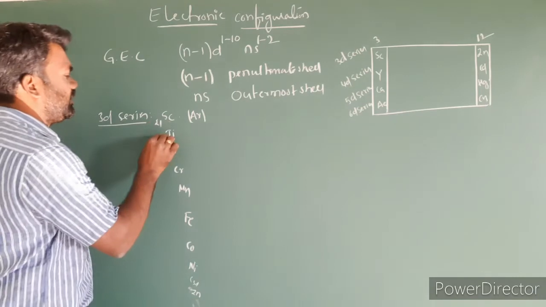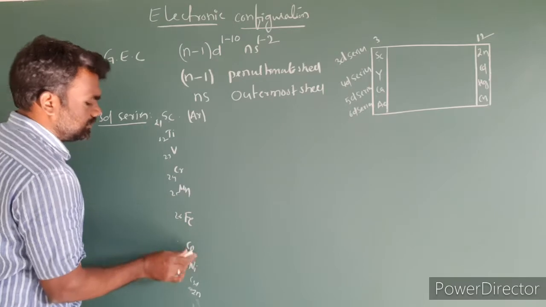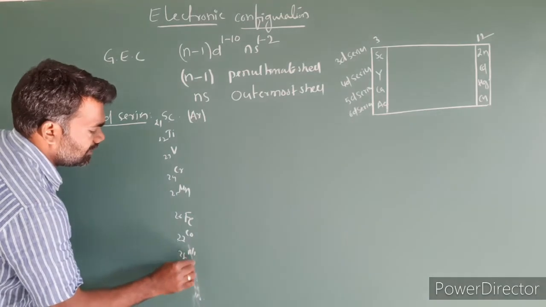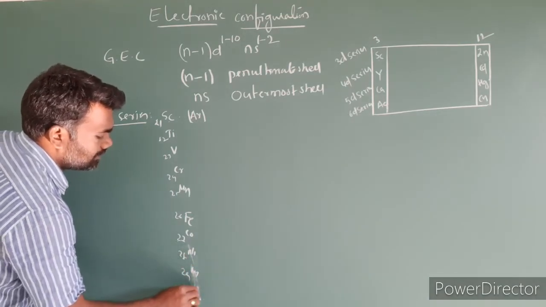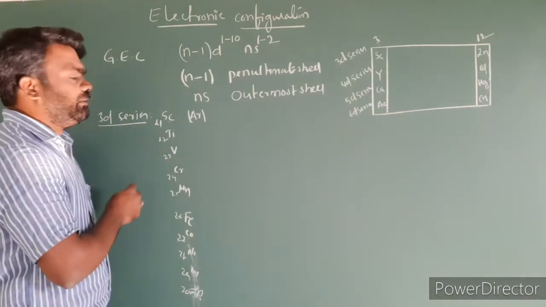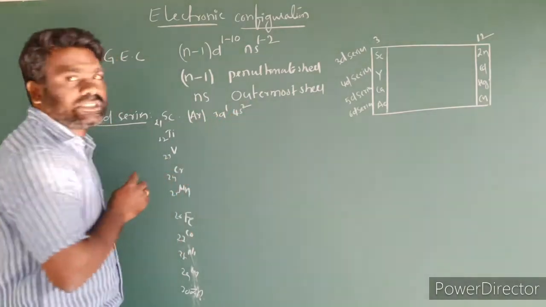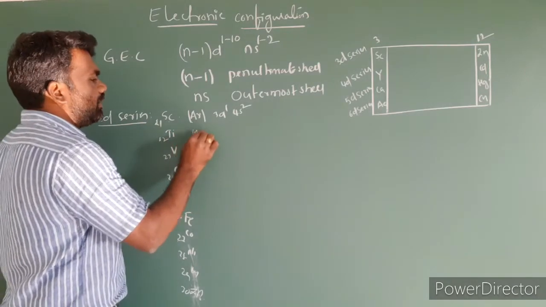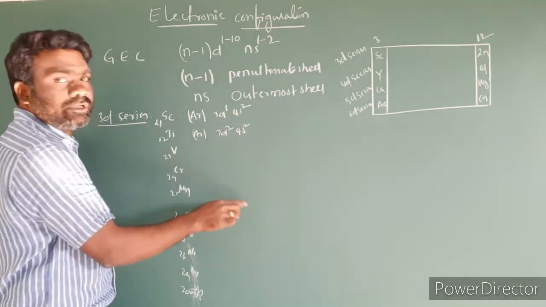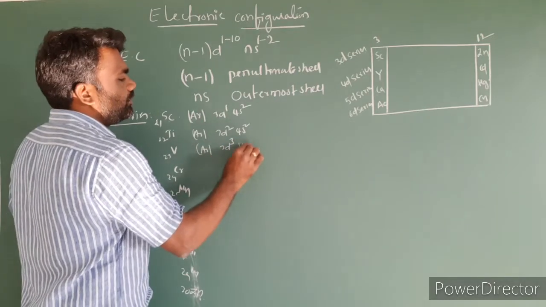The atomic number of scandium is 21, titanium 22, vanadium 23, chromium 24, manganese 25, iron 26, cobalt 27, nickel 28, copper 29, zinc 30. Scandium's electron configuration: argon 3d1 4s2. Titanium: argon 3d2 4s2. The 4s2 remains the same. Vanadium: argon 3d3 4s2.